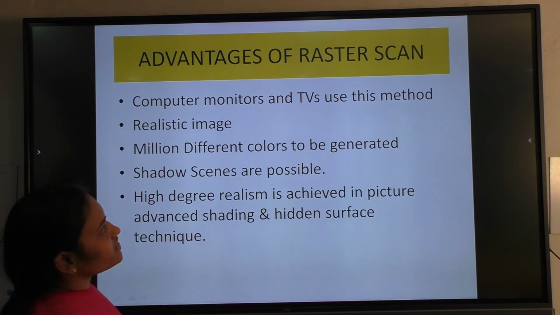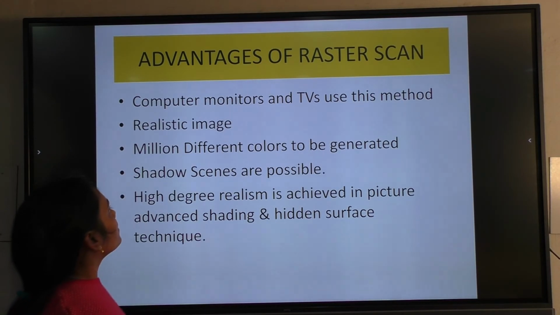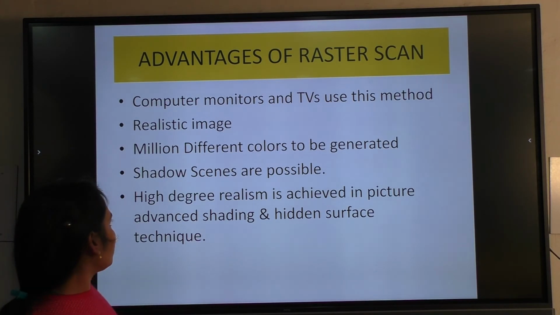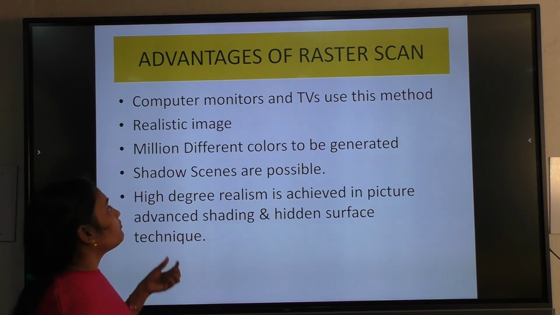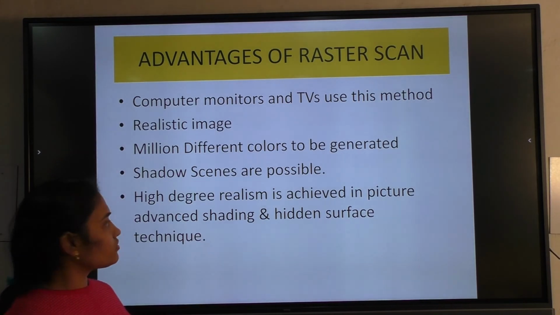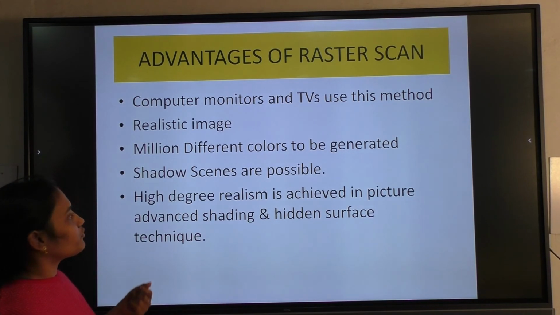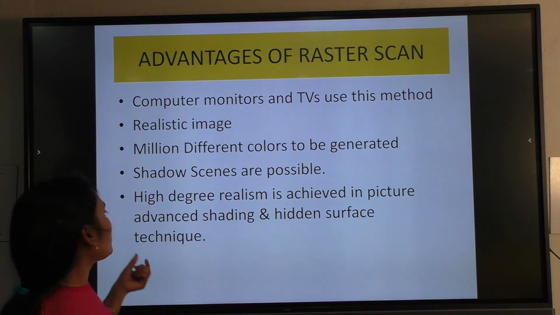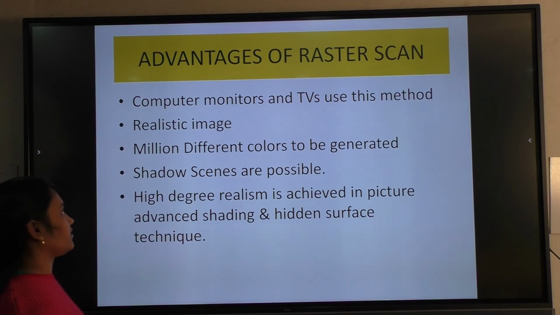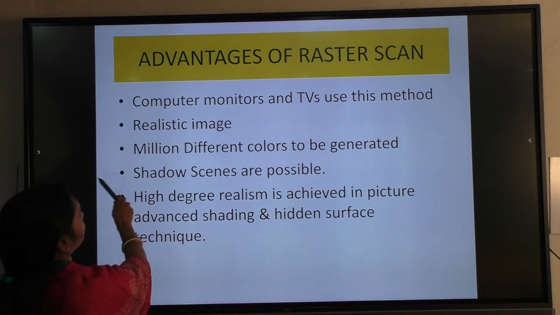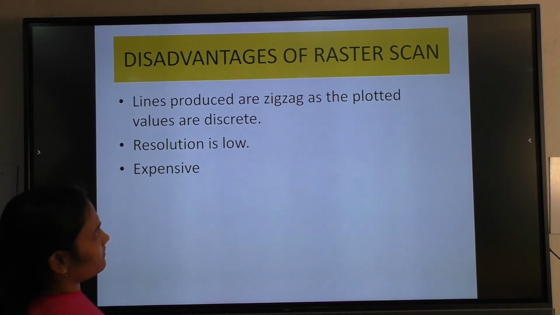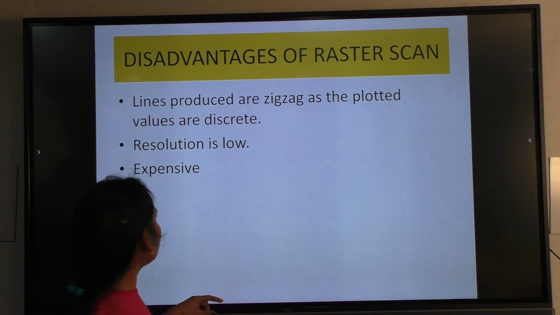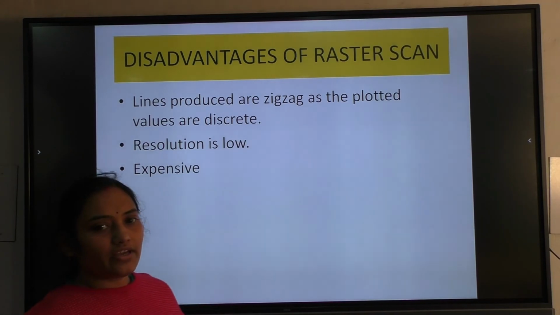Next are the advantages of raster scan display. Computer monitors and TVs use this method and it gives a realistic image. Millions of different colors can be used or generated, and shadow scenes are also possible here. A high degree of realism is achieved in the picture, with advanced shading and hidden surface techniques. So these are the advantages of raster scan. And next are the disadvantages. Lines produced are zigzag as the plotted values are discrete, the resolution is low, and it is very expensive.